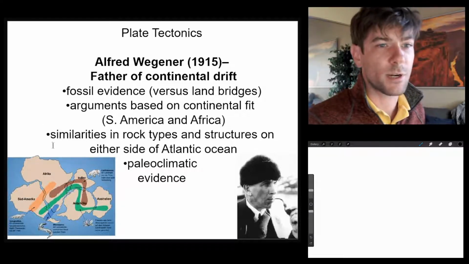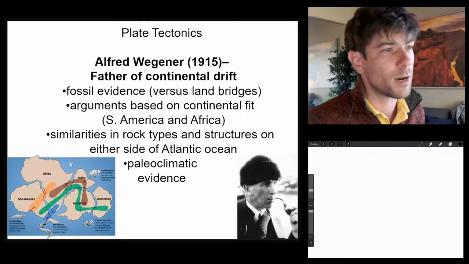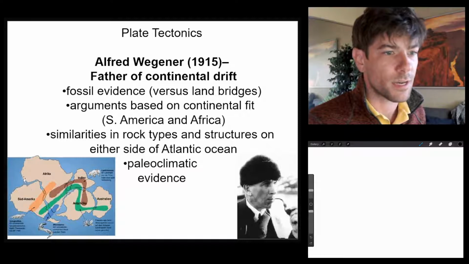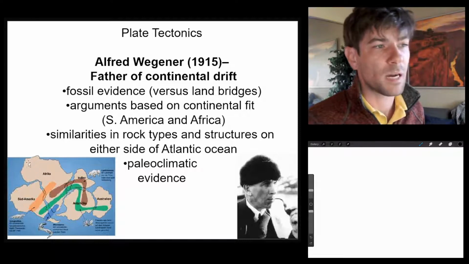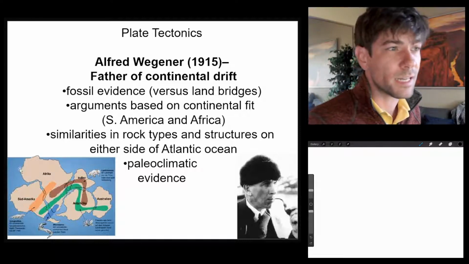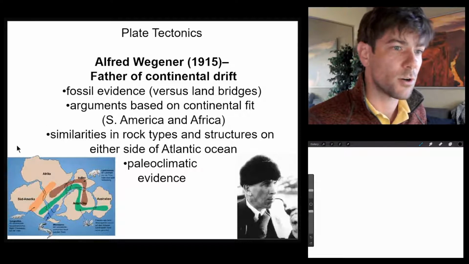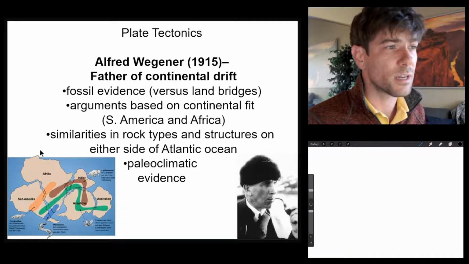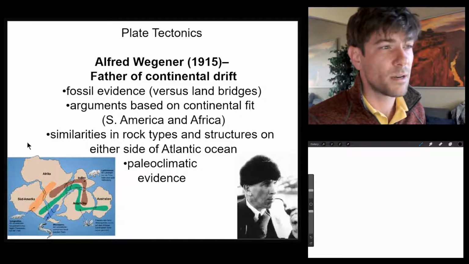There are also similarities in rock type and structures on either side of the Atlantic Ocean. In particular, there's a mountain range right in here, kind of in Morocco on the northern portion of Africa. It's called the Atlas Mountains. And it is genetically related, or related in origin, to the Appalachian Mountains on the eastern side of North America. There's also a mountain range in the UK known as the Caledonides. That is also related to the same mountain building event that created all of those.